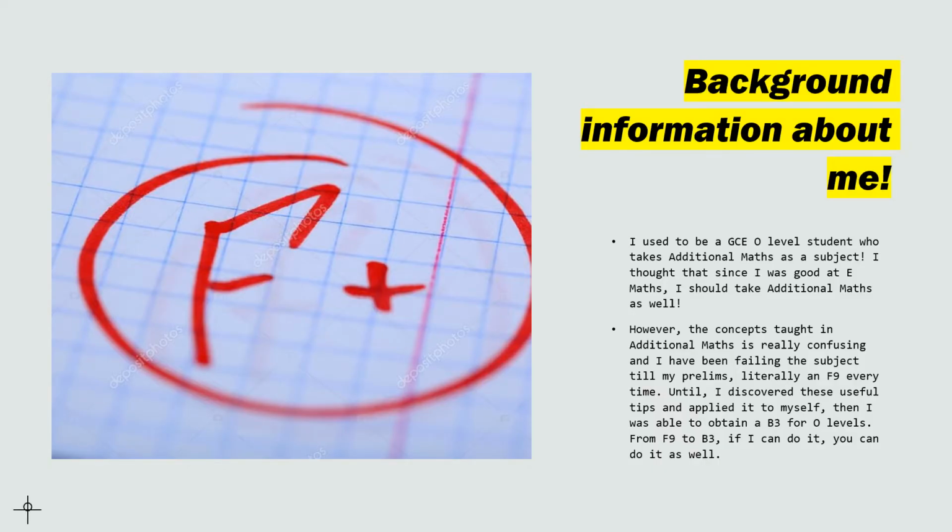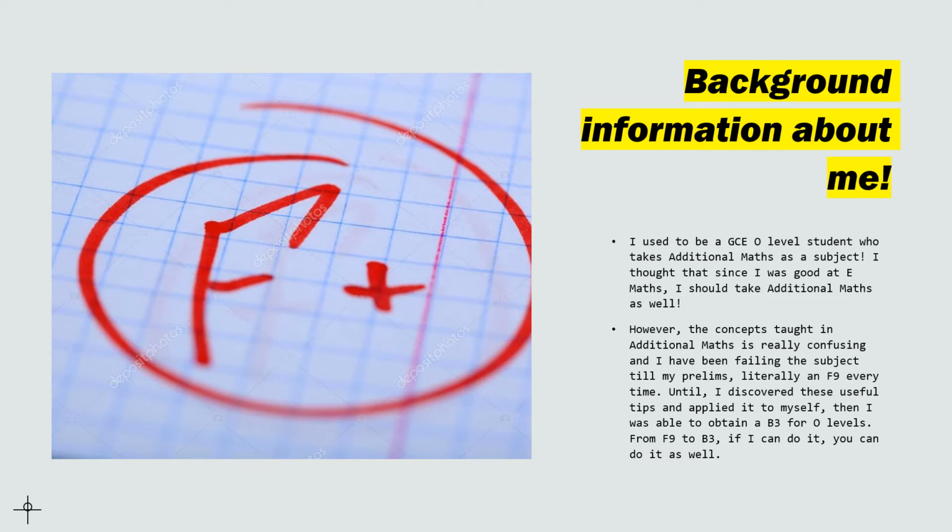Okay, let's get started. Just a bit of background information about myself before I start giving you tips on improving your additional math paper, in case you want to have a bit of credentials. I actually used to be a GCE O-level student who took additional math as a subject for my O-levels. The reason why I took this subject is that I always had this perception of myself as a really good math genius. That's because I was able to ace and excel in my elementary math subject.